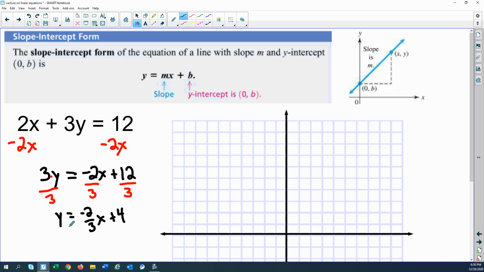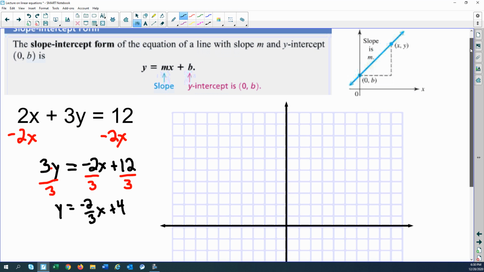Now our goal is, we're in slope-intercept form. Let's find the y-intercept and use the slope to graph these. So remember, our y-intercept is where it's going to cross the y-axis. So this 4 here tells me that the y-intercept is at 0, 4. So that's one of my points, 0, up 4. Now the other point is found using the slope. Now you may have heard the term rise over run.